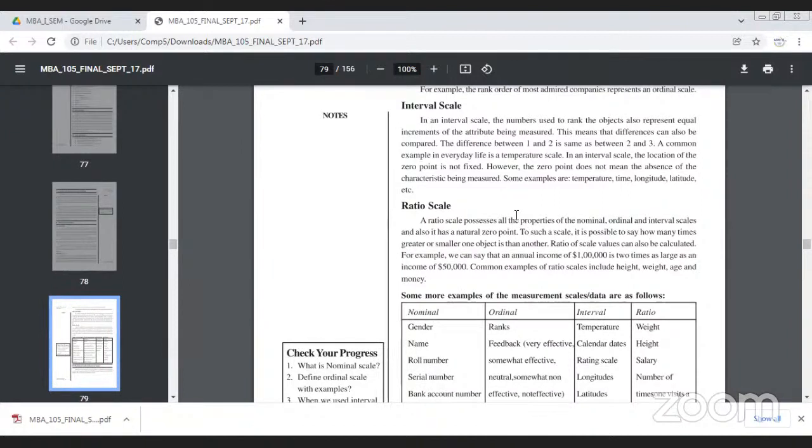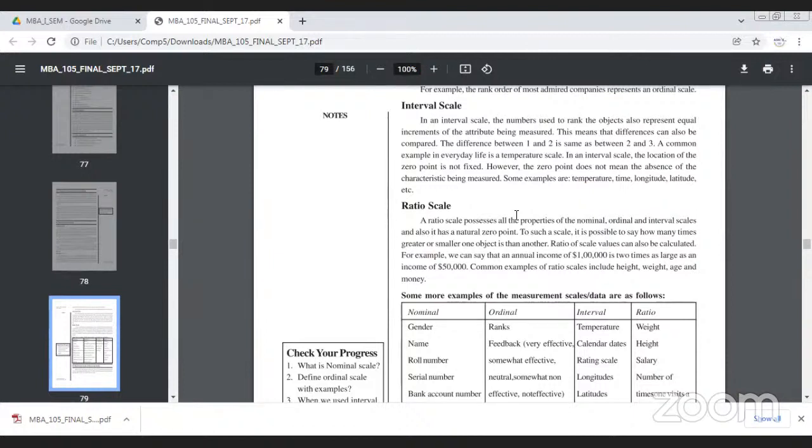The next scale type is the interval scale. In an interval scale, the numbers used to rank the objects also represent equal increments of the attribute being measured. This means that differences can also be compared. The difference between 1 and 2 is the same as between 2 and 3. A common example in everyday life is the temperature scale. In an interval scale, the location of the zero point is not fixed. The zero point does not mean the absence of the characteristic being measured. Some examples are temperature, time, longitude, latitude, etc.